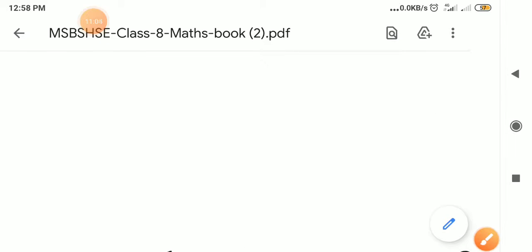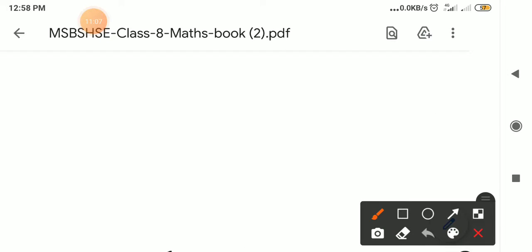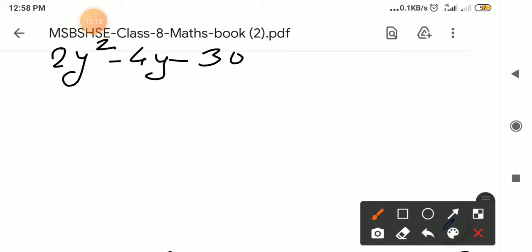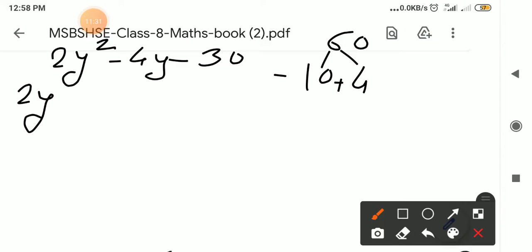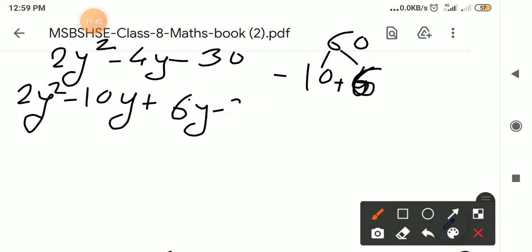So here I will write the example again, that is 2y square minus 4y minus 30. So 2 times 30 is 60. The factors of 60 are 10 and 6, since 10 sixes are 60. So the bigger number will get the minus sign, and here the plus sign. So I will write here 2y square minus 10y plus 6y minus 30.